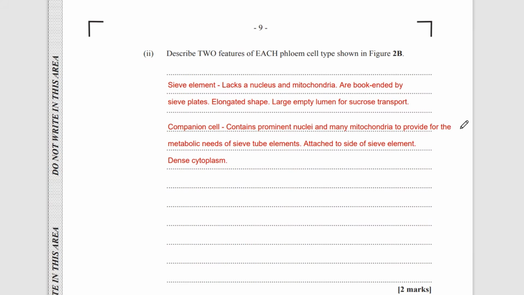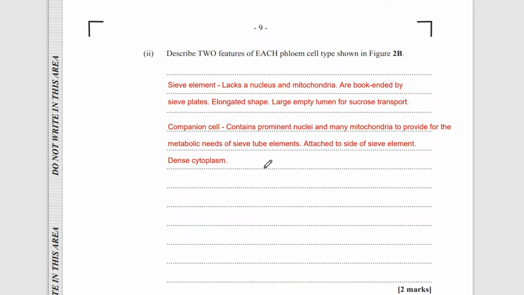So they say describe 2 features of each phloem cell type shown in figure 2b. So the sieve element, it doesn't have a nucleus, it doesn't have mitochondria, it doesn't have any large organelles really. And end to end, what they'll have is these sieve plates, kind of like a sieve, right? Kind of like a barrier with small holes to allow passage of sucrose. They have an elongated shape. Again, they're like tubes, and they have a large empty lumen to allow transport of sucrose or any assimilates that have to pass through. Kind of like how the xylem is hollow.